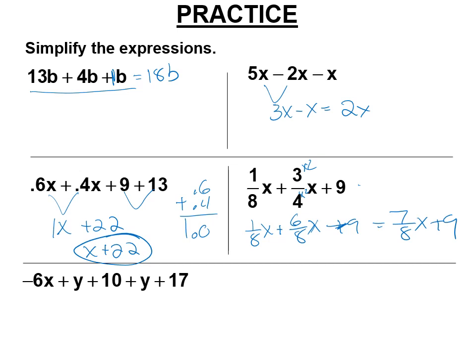You're done. Here you have negative 6x, but you have no other x terms, so that goes to the answer. 1y plus another y is 2y's. 10 plus 17 is positive 27. This simplifies to negative 6x plus 2y, 2 times y, plus 27.